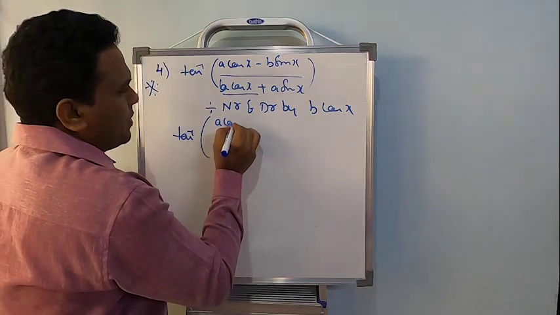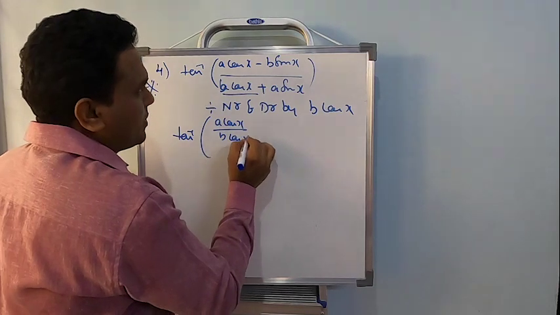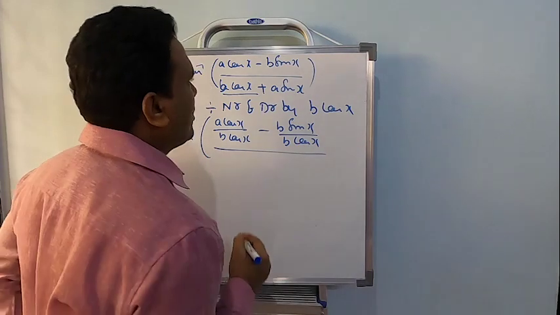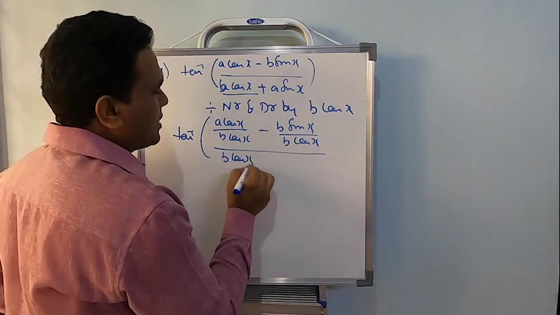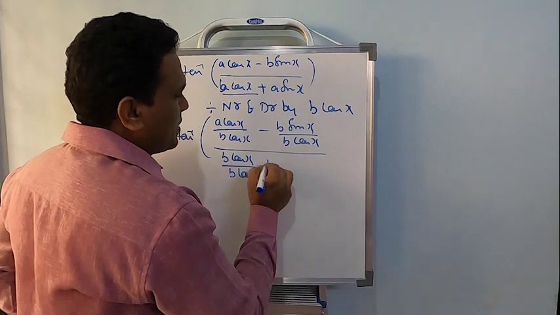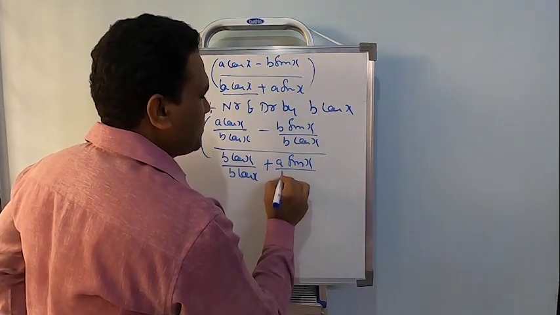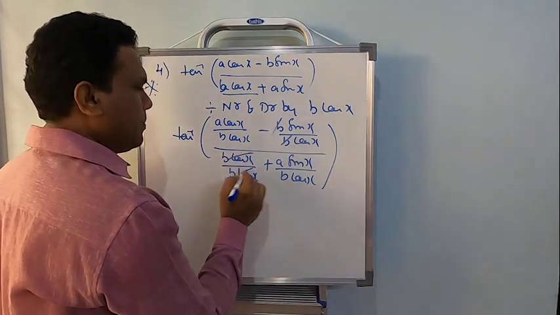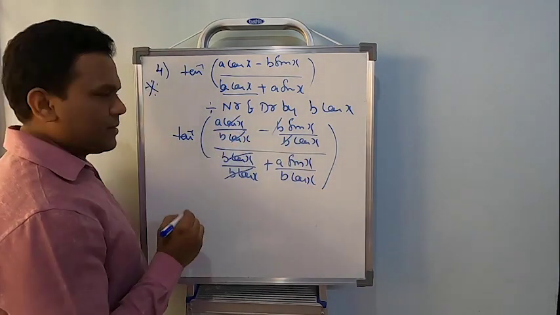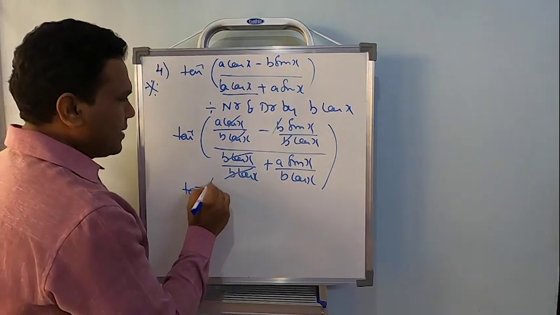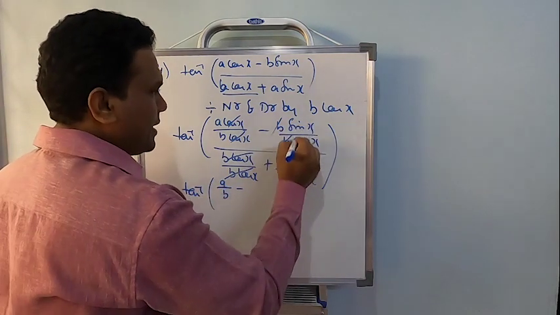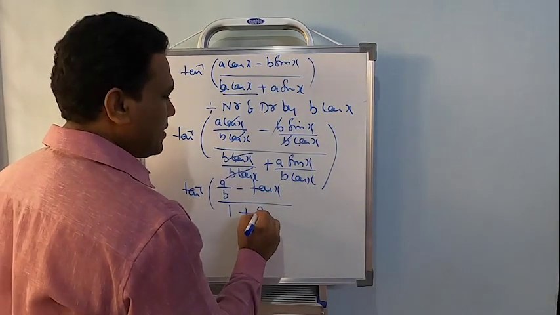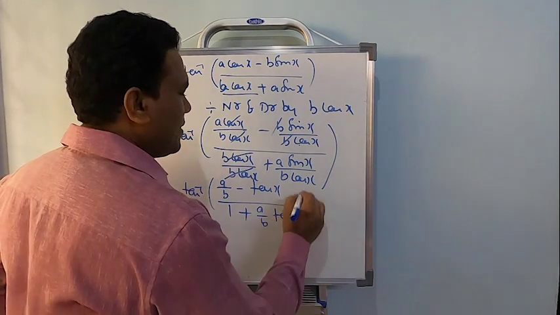Tan inverse of a cos x by b cos x minus b sin x by b cos x. Even in the denominator, b cos x by b cos x plus a sin x by b cos x. So b cancels. Here the complete term cancels. Here cos x cancels. So what is the remaining? The remaining is tan inverse of a by b minus sin by cos. Sin by cos will be tan x, so the denominator is 1 plus a by b tan x.